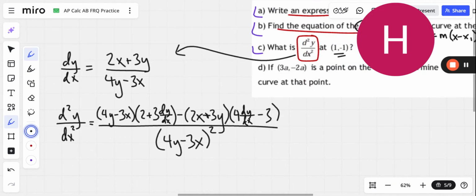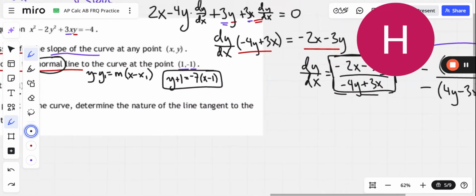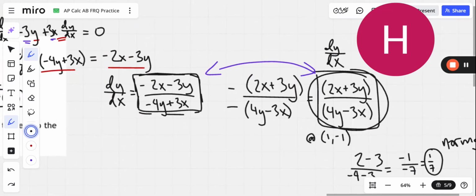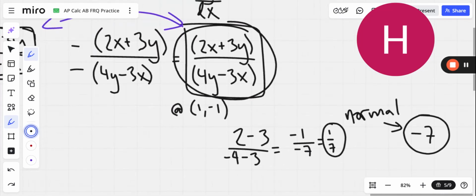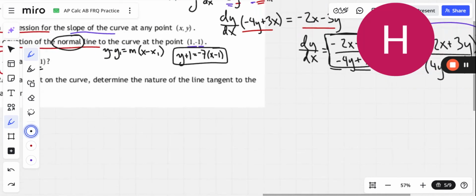Now, you see dy dx in there. You don't have to replace dy dx with this. You don't have to plug that in. We can just leave it. We'll plug in whatever that number is. Now, didn't we already plug that in, though? We did. We plugged in 1, negative 1, and what did we get? We got negative 1 on top, negative 7 on bottom, so we got 1/7. So we already know what that value is.